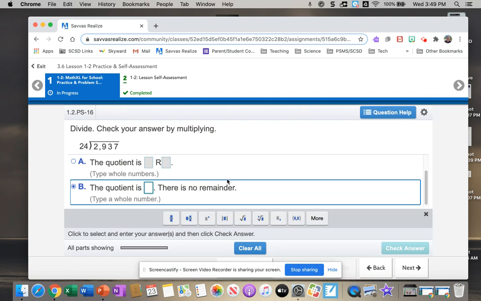Okay? We're learning how to use our MathXL online, and I just want to share a little quick example. Hopefully it helps.